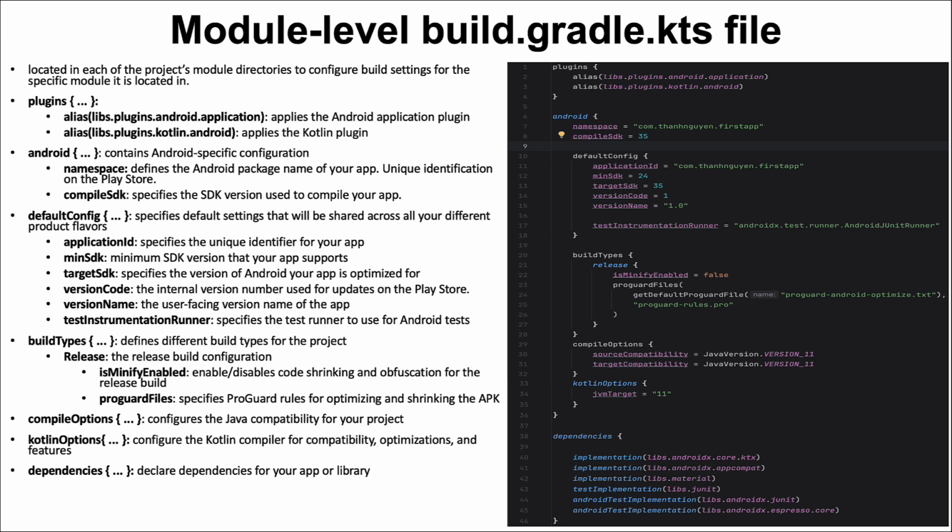Next, the Kotlin options block is used to configure the Kotlin compiler for compatibility, optimizations, and features like coroutines and inline classes. For example, the JVM target specifies the JVM version for Kotlin code compatibility, 1.8, 11, 17. Next, the dependencies block is where you declare dependencies for your app or library. It specifies external libraries, Jetpack components, test frameworks, and more, all of the dependencies that are needed to build our application.